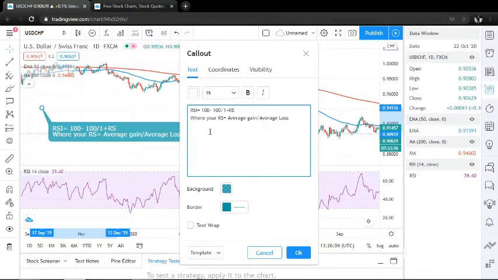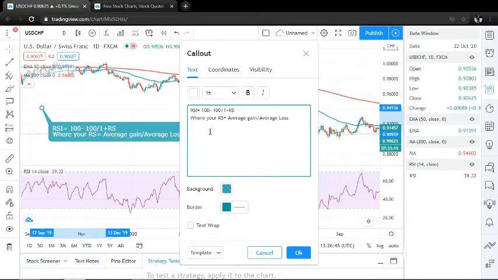Now, when the average gain is more, your RSI will be higher. Remember, I said RSI is over 100. So when your average gain over the specified period is higher, your RSI would be closer to 100. When your average loss is higher, your RSI would be closer to 0, or it will tend towards 0. Let me repeat that so that you get it: when your average gain is higher, your RSI will be higher. When your average loss is higher, your RSI will tend towards 0.